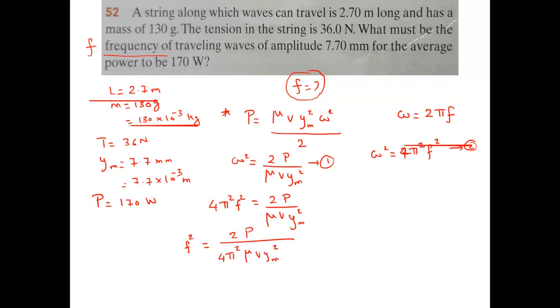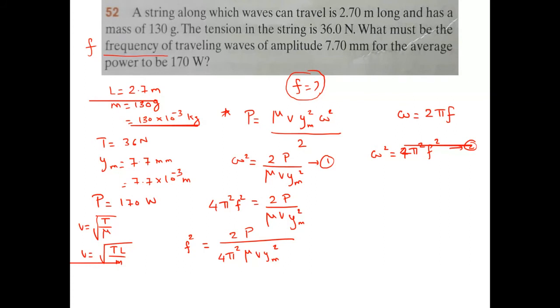Now, my dear, we have the waves on the string formula. V is here, so there is no information about the V here. So I have to use the equation V is equal to square root of T over mu. Am I right? And what is mu? Mu is equal to mass over L. Am I right?